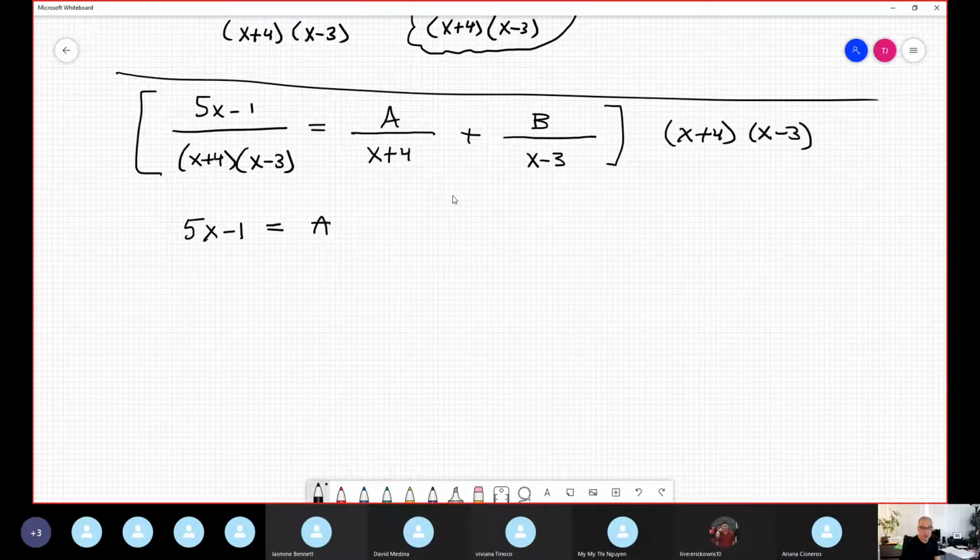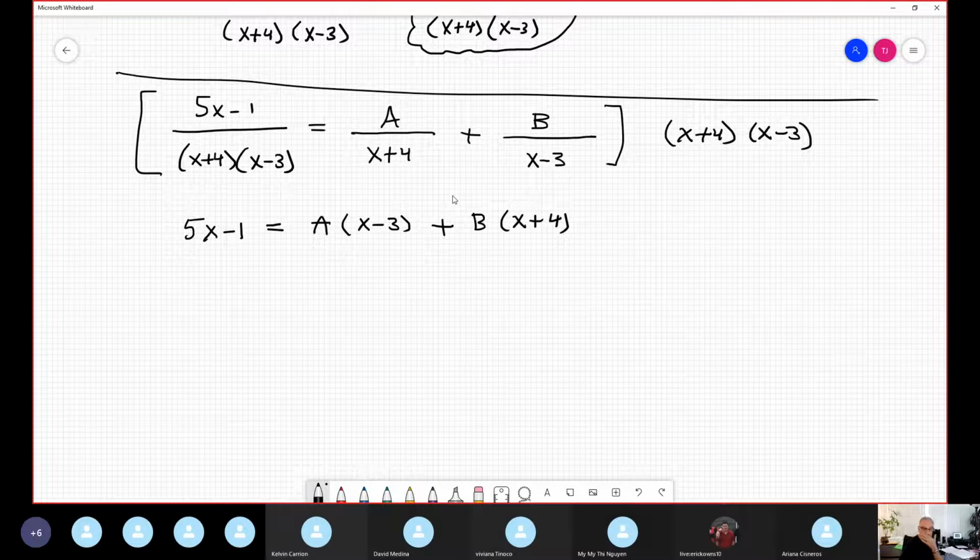However, on the right-hand side, no. In the first term, x plus 4 cancels out and x minus 3 stays, plus B times x plus 4, something like that. Everyone follow me so far?